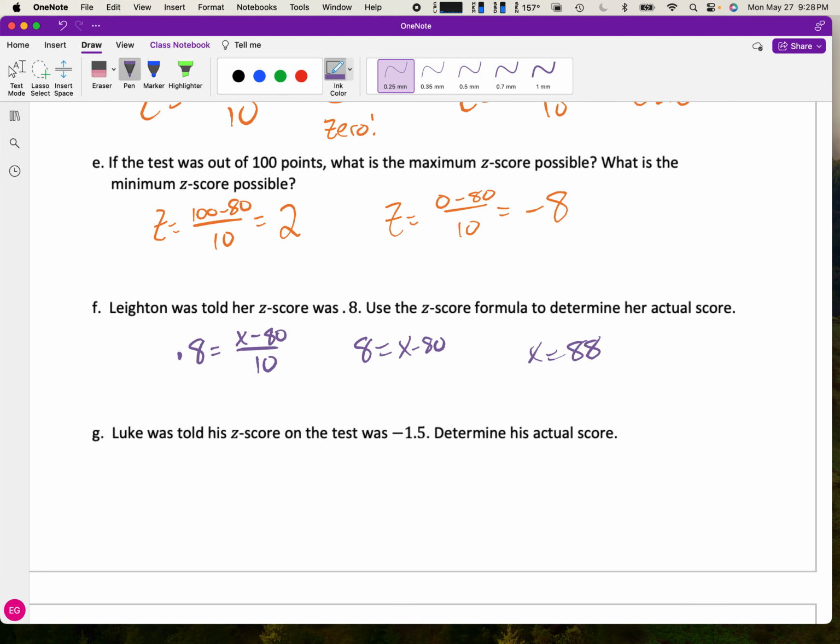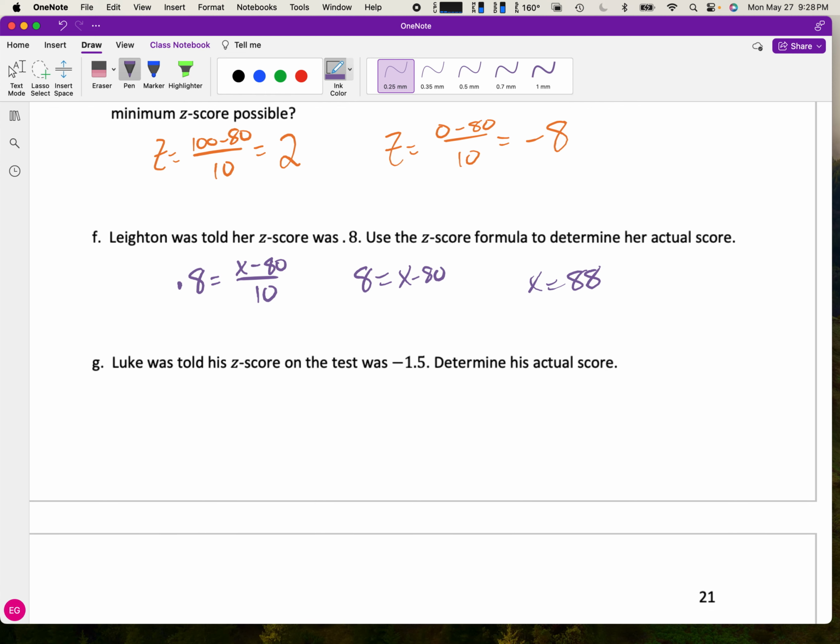All right, now Luke, off day for Luke, negative 1.5. So we're going to have negative 1.5 equals x minus 80 over 10. Multiply that 10 to the other side. We're going to get negative 15 equals x minus 80. Add the 80, and we get x equals 65.